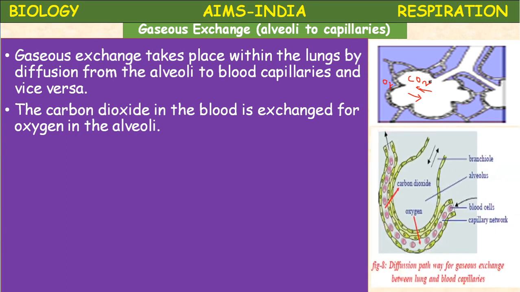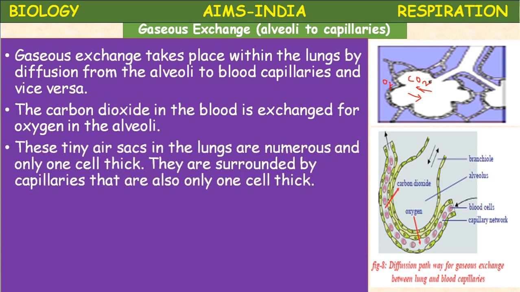So here bronchioles, these tiny air sacs in the lungs, each air sac we are calling an alveolus. Okay, the diffusion pathway for the gaseous exchange between the lung and the blood capillaries is taking place here. So the CO2 from here enters into the alveoli, the oxygen present in the alveoli enters into the blood. Okay, this is called diffusion taking place.